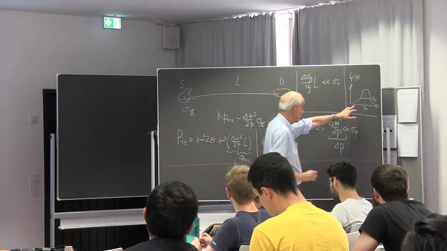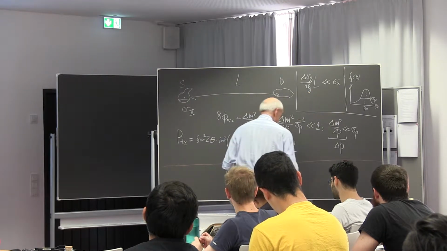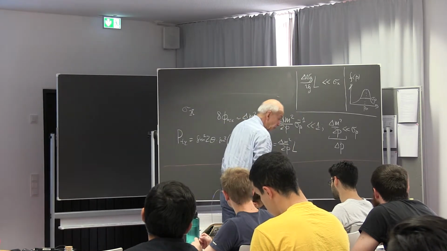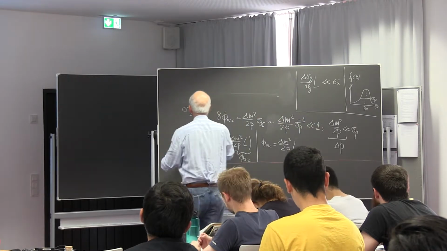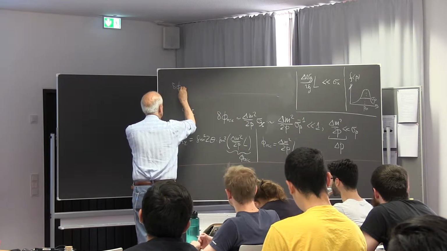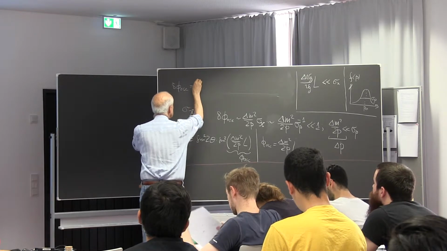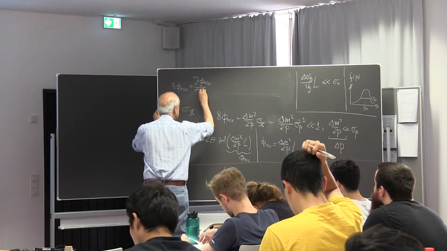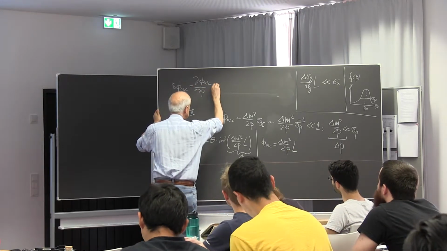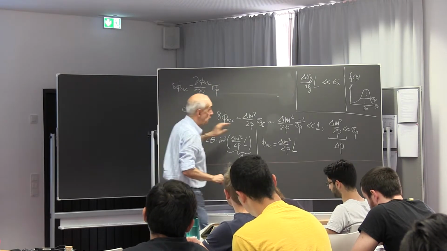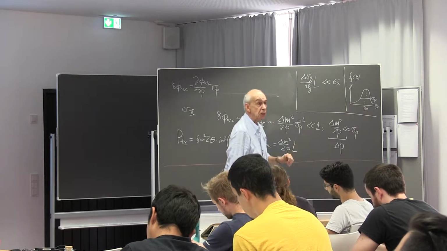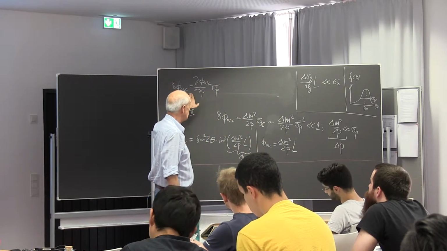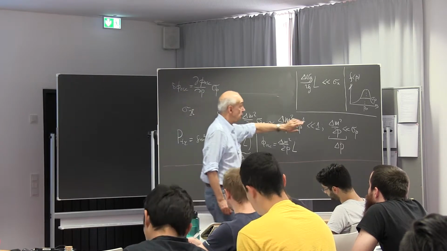Assume that sigma p is relatively small, then we can say that the fluctuation of the phase because of the momentum spread is the derivative of the oscillation phase over dp times delta p, but delta p is sigma p. This is the spread. So this will give us the idea about the fluctuation of the oscillation phase because of the momentum spread.